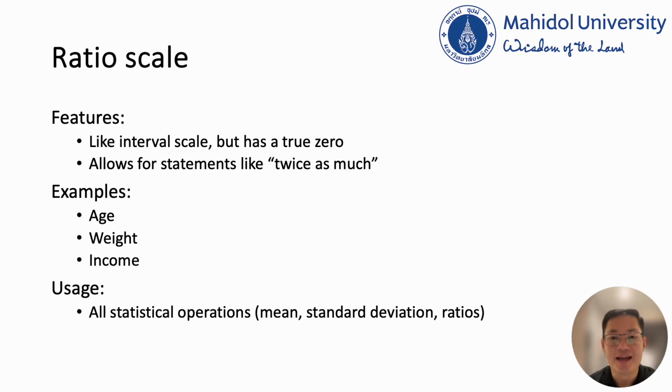Ratio scales are the highest level of measurement. They include all the properties of interval scales, but with an absolute zero point. This makes it possible to make ratio statements like twice as much. Examples include height, age, and weight. All statistical methods can be used on ratio data.